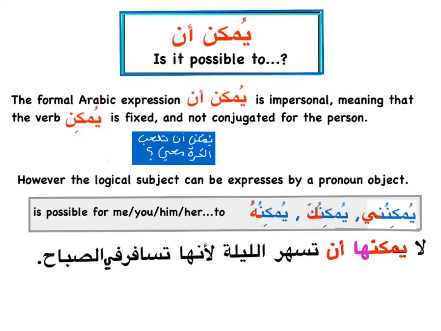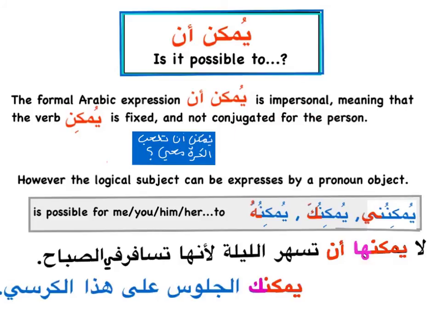She cannot stay up late because she has to travel in the morning. This is when you conjugate with it. Other than that, it's usually impersonal and does not conjugate with a person. Another example is يمكنك الجلوس على هذا الكرسي. You can sit on this chair. يمكنك. Here we conjugate it with you.